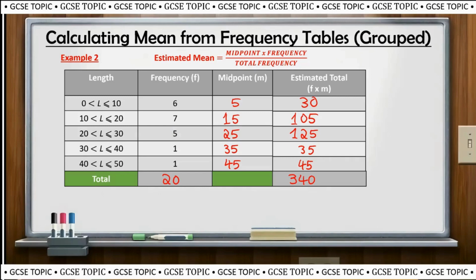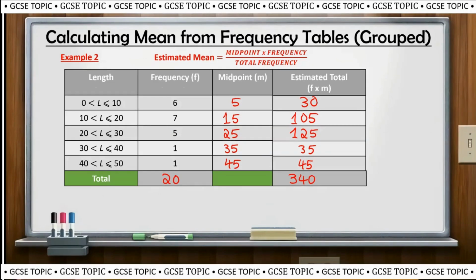And finally, for step 4, I'm now going to input my total for my estimated column into my formula and divide it by my total frequency. So my estimated mean is going to be 340 divided by 20, which is equal to 17. And there you have it. My estimated mean for example 2 is equal to 17.